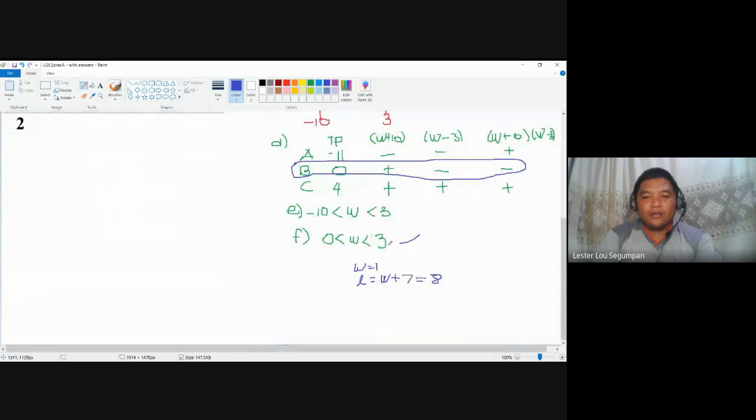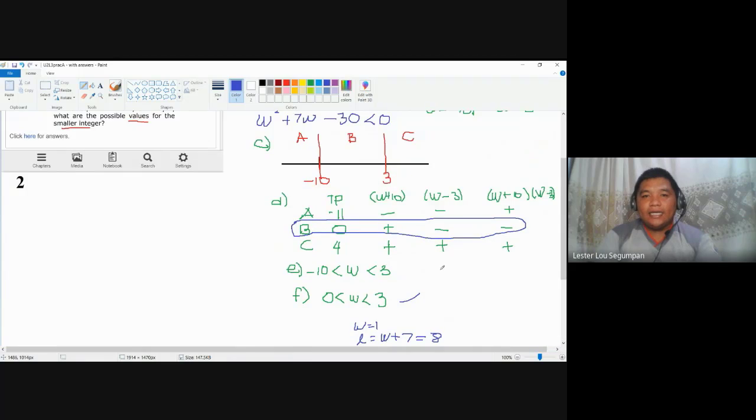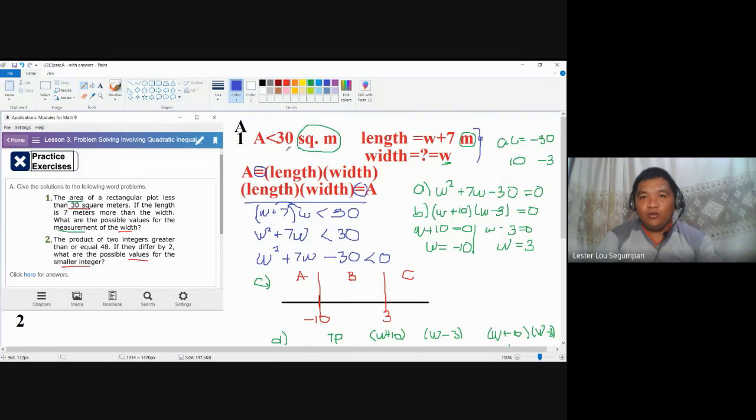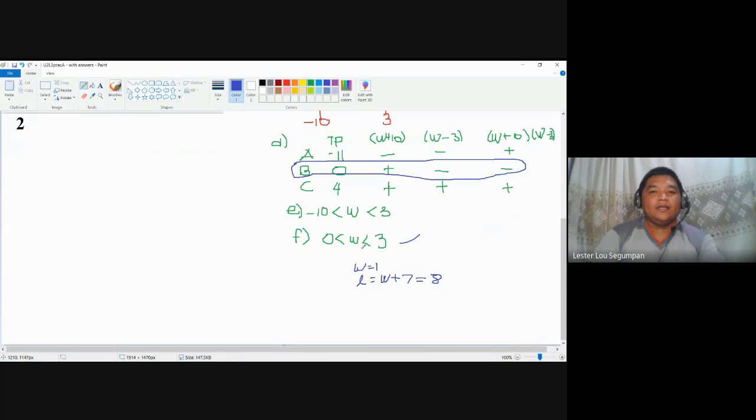But if you try 3, if the width is 3, the length should be 10. 3 times 10 is 30. Is it less than 30? No. That's why we will not include 3. How about 4? If the width is 4, the length should be 4 plus 7, 11. 4 times 11 is 44 square meters. It's no longer less than 30. That's why this is the correct result.